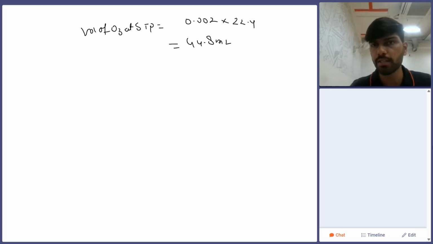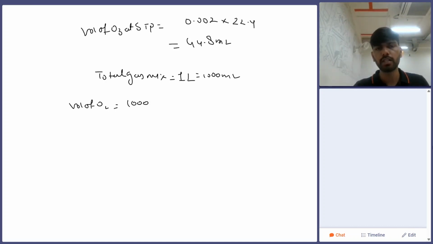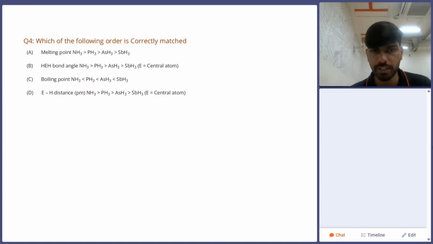Then the total gas mixture is 1 liter, so it is 1000 ml. If it is 1000 milliliter, then the volume of O2 will be 1000 minus 44.8, and the answer is 955.2 milliliter. So we can say the right answer is 955.2 ml. Okay, clear?